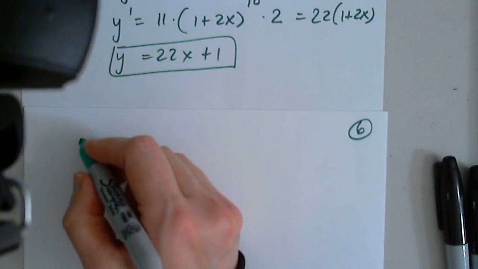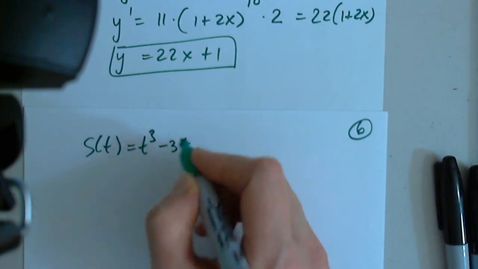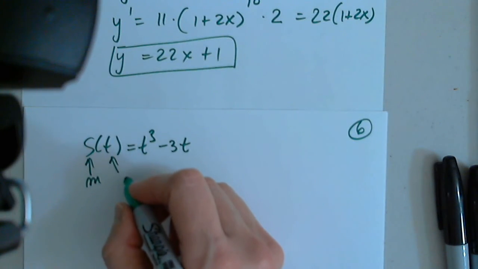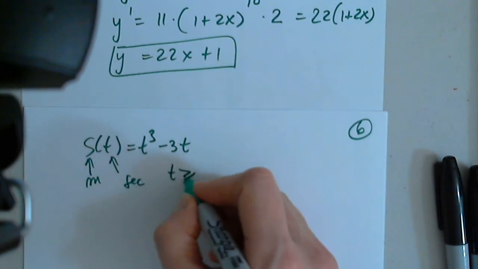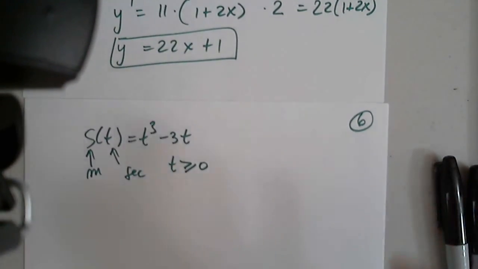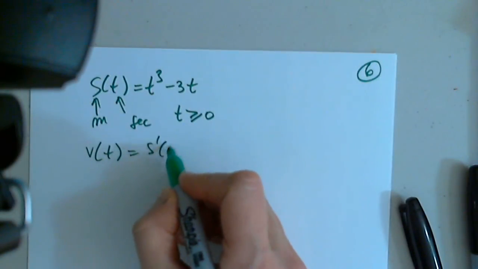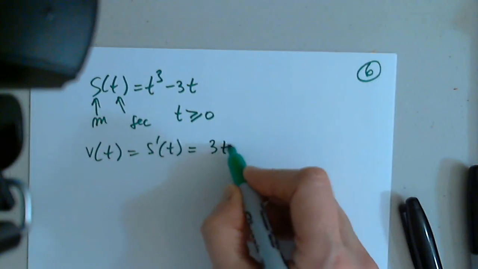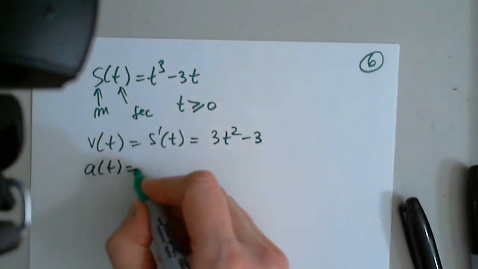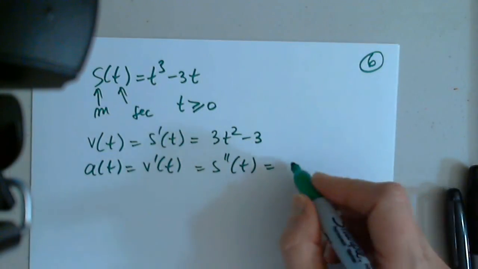Okay. So we have s of t equals t cubed minus 3t. So I make myself a note. This is in meters, and this is in seconds. And of course, t must be greater or equal to 0. Find the velocity and acceleration. So the velocity is the first derivative of the distance, which is 3t squared minus 3. The acceleration is the first derivative of the velocity or the second derivative of the distance, which is 6t.